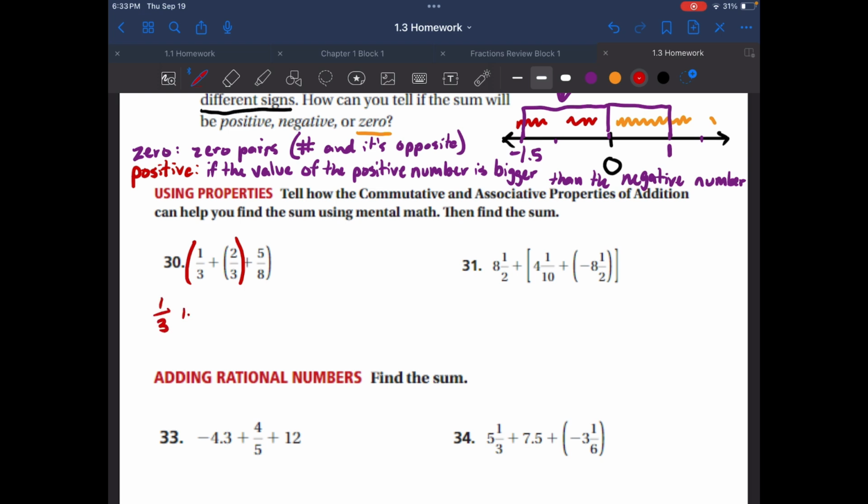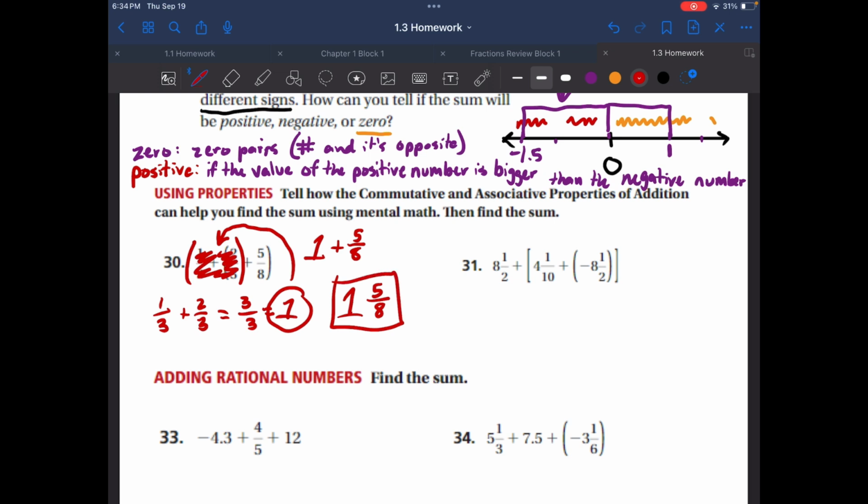Okay? 1/3 plus 2/3, right? We know what this is. Keep the bottom number the same. 1 plus 2 on top is 3. What is 3/3 simplified? Well, 3 divided by 3 is just 1. Now, if I substitute in that 1 for 1/3 plus 2/3, I just showed it equaled 1. I now have a really easy equation to solve. 1 plus 5/8. I'm just going to smash them together to get my answer of 1 and 5/8.